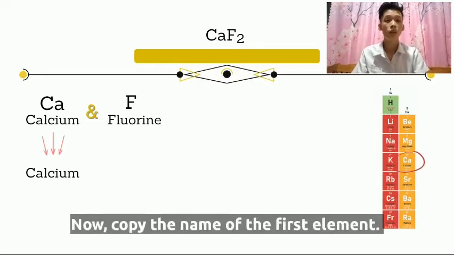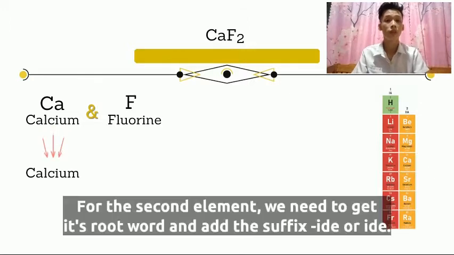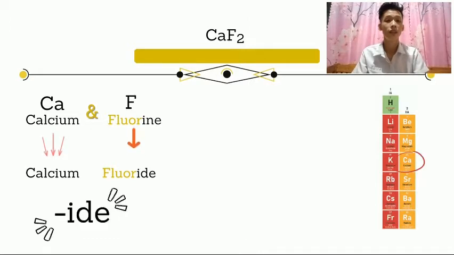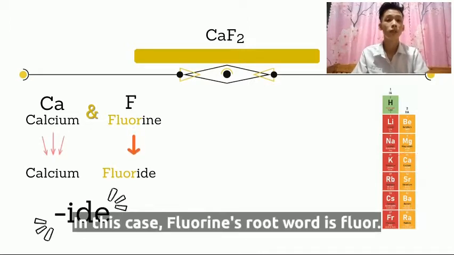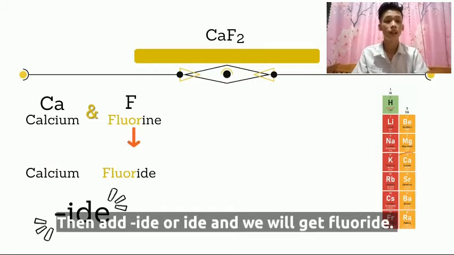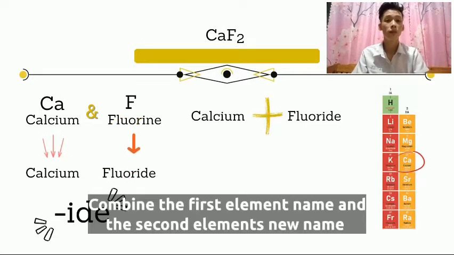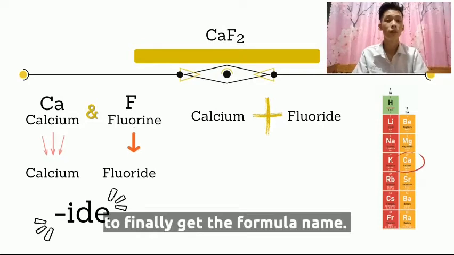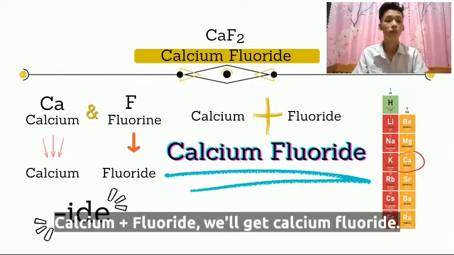Now, copy the name of the first element. For the second element, we need to get its root word and add the suffix ide. In this case, fluorine's root word is fluor. Then add ide and we will get fluoride. Combine the first element name and the second element's new name to finally get the name calcium fluoride.